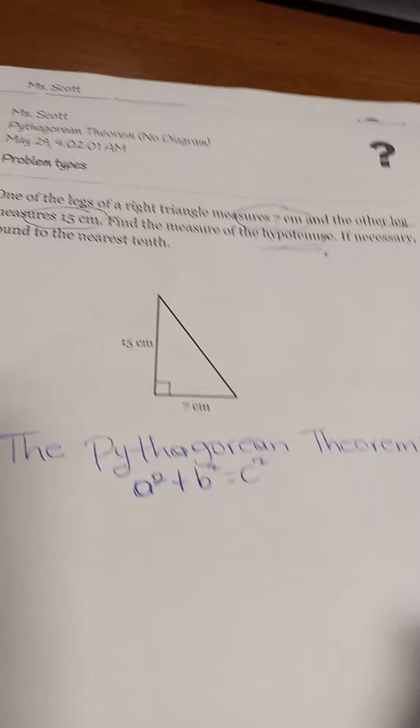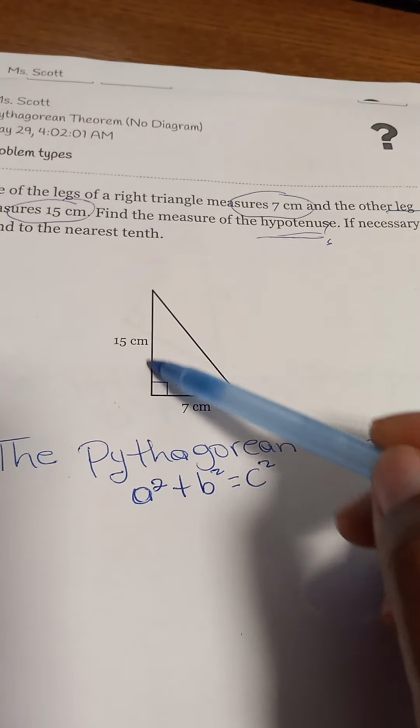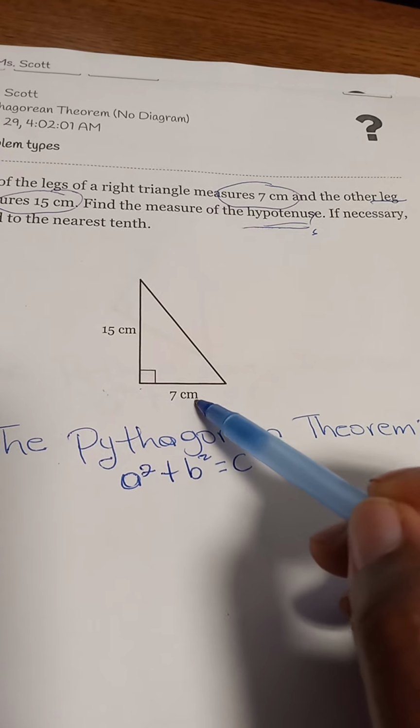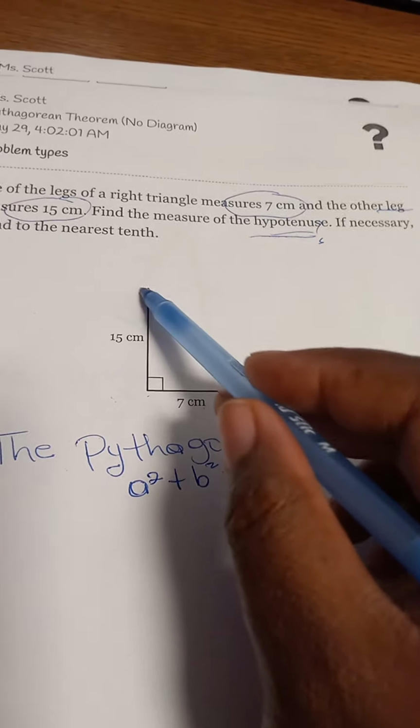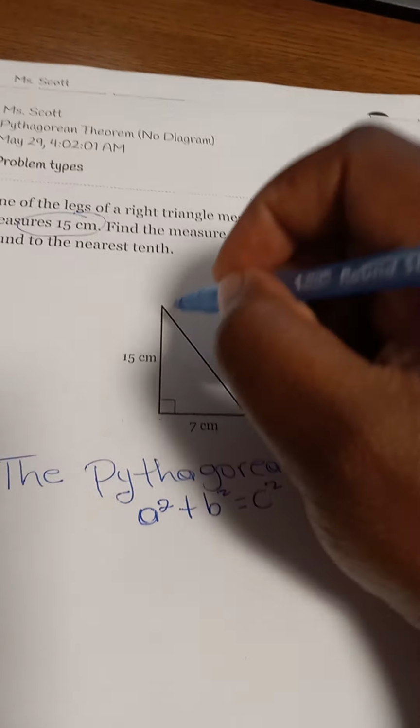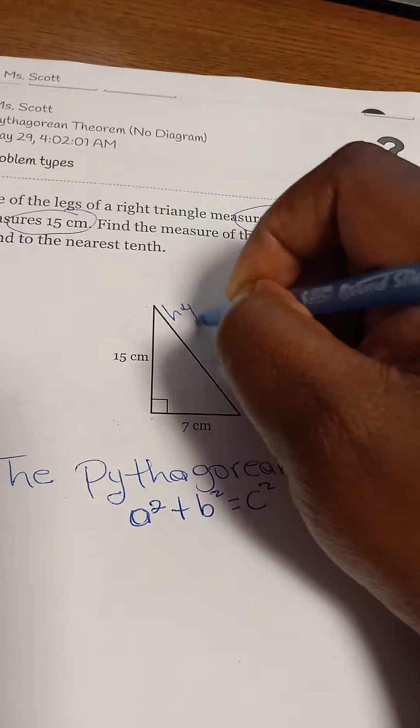Where's the hypotenuse located in this problem? So we have one leg, 15 centimeters, another one, 7 centimeters, and your hypotenuse is across from your right angle. So this is your hypotenuse.